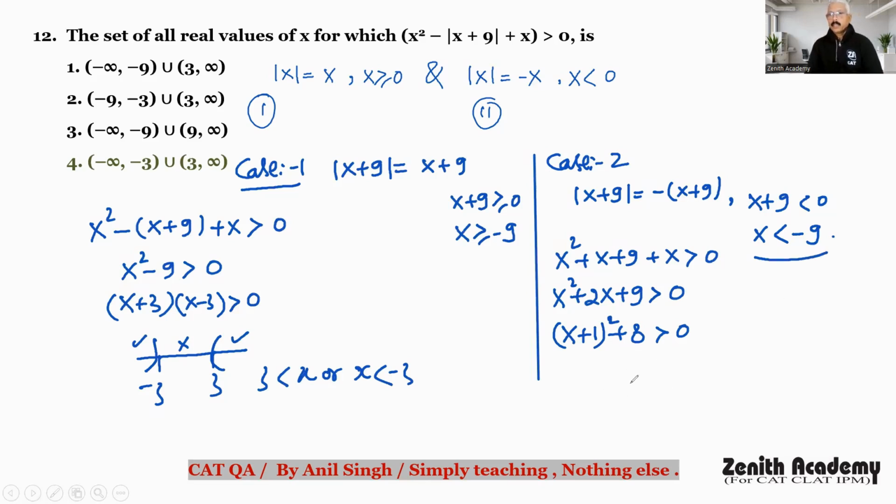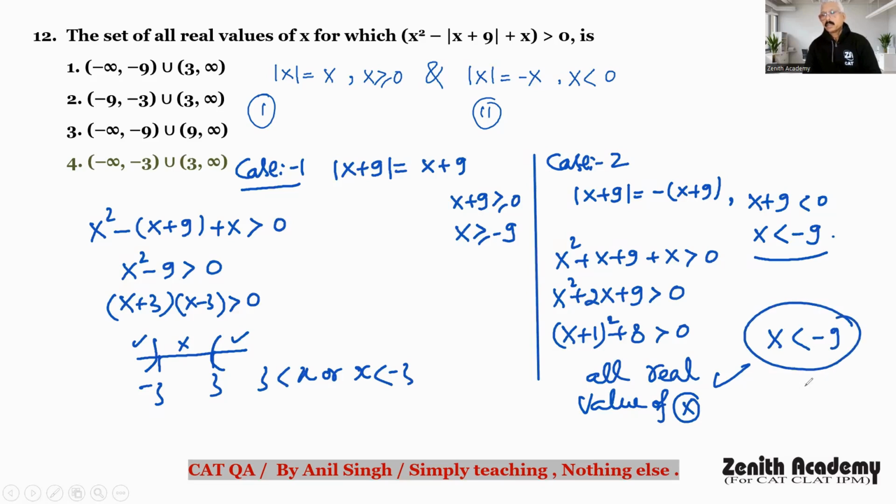So if I take the result of case 2, all real values of x, but here x is less than minus 9. So the solution must be x less than minus 9. And if you club these two results of case 1 and case 2, the choice is the fourth.